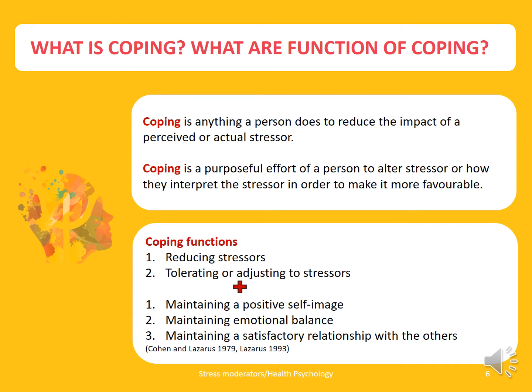Cohen and Lazarus described five main functions, each of which contributes to the successful adaptation to a stressor. First of all, when you are using coping to deal with a stressor, your chosen strategy is with a high probability oriented on the reduction of the stressor. If reduction is not possible, coping will be oriented on tolerating and/or adjusting to the stressor. In addition to that, with your coping, you should be able to maintain a positive self-image, emotional balance, and satisfactory relationships with others.